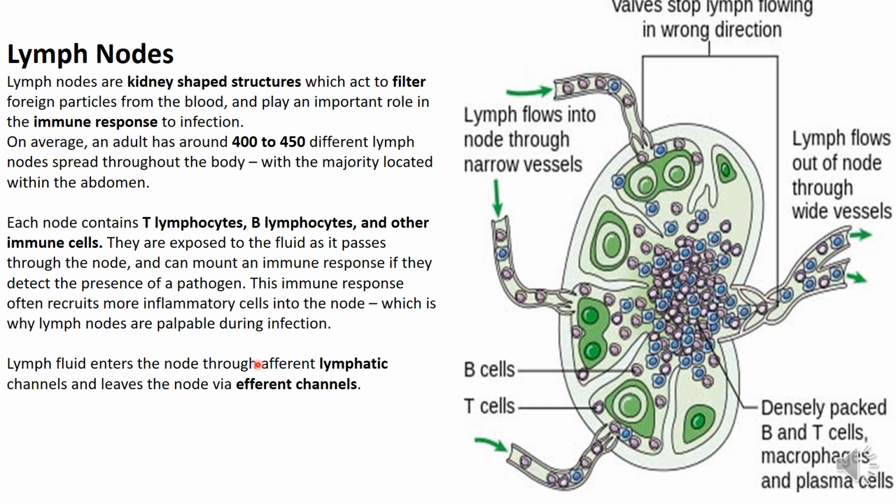Then the lymph enters the lymph node through a channel called the afferent lymphatic channel. This is the afferent lymphatic channel, the channel by which the lymph enters the lymph node. Then it leaves the node via efferent channels. Here you can see efferent channels. The lymph enters the lymph node through afferent channels and leaves the lymph node through efferent channels.